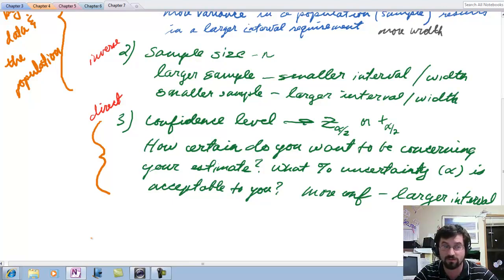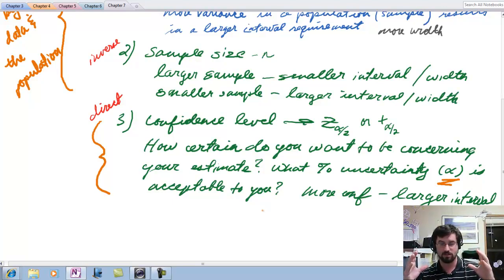Every time I do it, there is always going to be some uncertainty, but I can choose how much. So confidence level answers the question, how certain do you want to be concerning your estimate? What percent uncertainty, and that's alpha by the way, is acceptable to you? If you want to be more confident that your interval contains the actual mean, then you're going to need a larger interval. If you're content being a little less confident, you can go with a smaller interval.